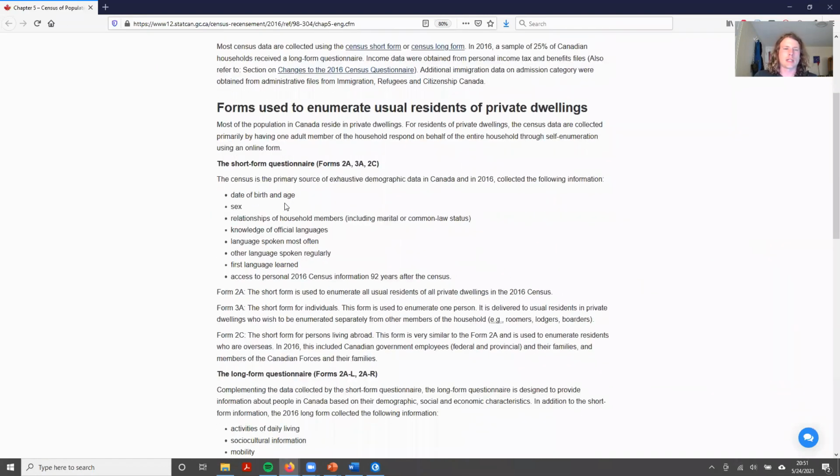On the short form, they ask things like date of birth, sex, relationship to household members. So are you married, parents, children, roommates, what have you. The language spoken most often, other languages, the first language learned. Honestly, it seemed like 80% of the questions they asked on the census were just about language.